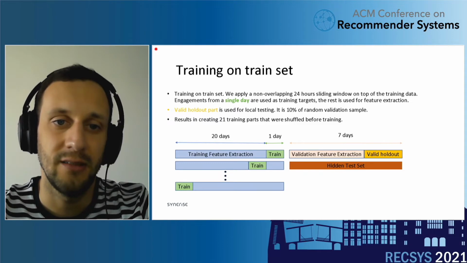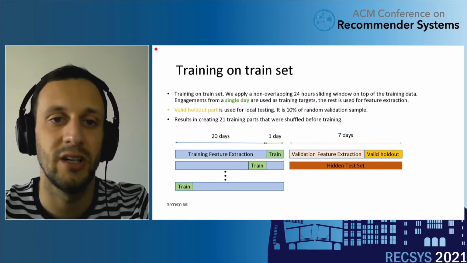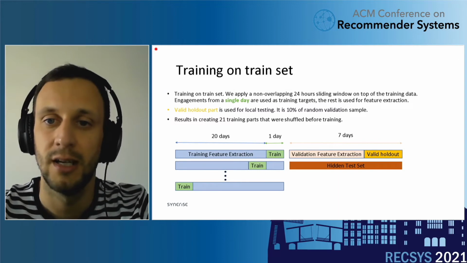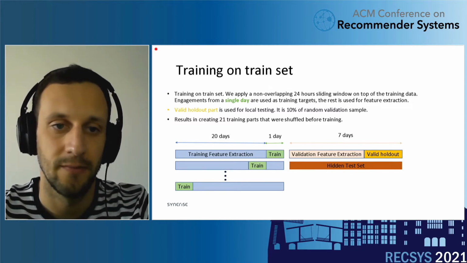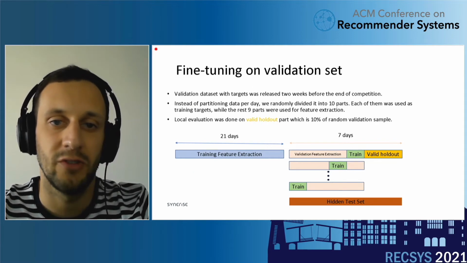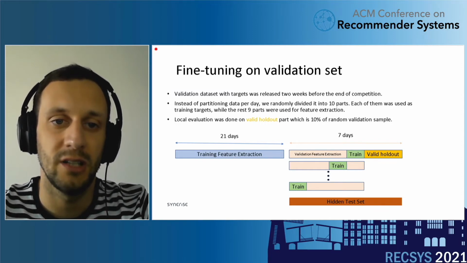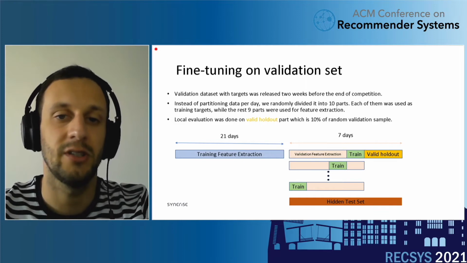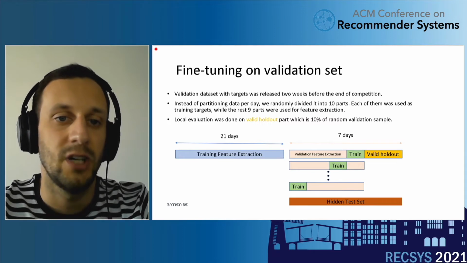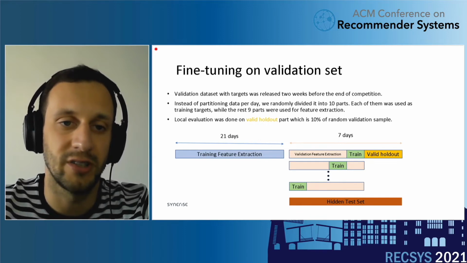We also use 90% of a random validation sample for extracting features from the validation set. And the remaining 10% validation holdout was used for our local evaluation. The validation set targets were released 2 weeks before the end of the competition, and we were allowed to use them for training. We fine-tuned our model using these validation targets. Instead of partitioning the data per day, we randomly divided it into 10 parts. Each of them was used as a training target, while the remaining 9 parts were used for feature extraction.